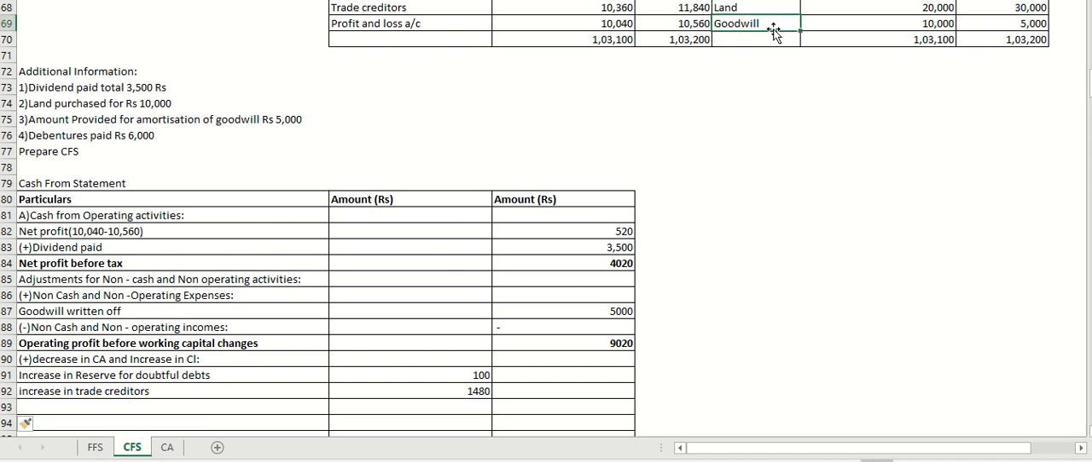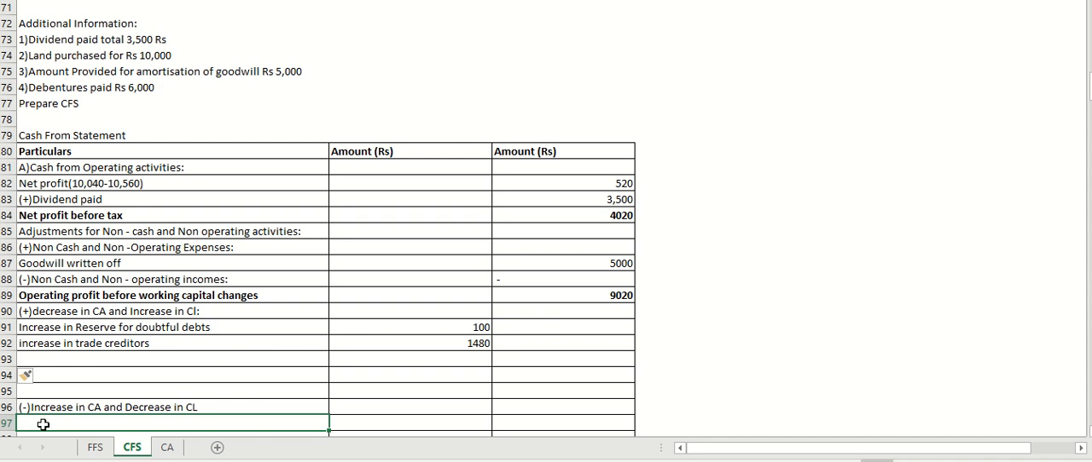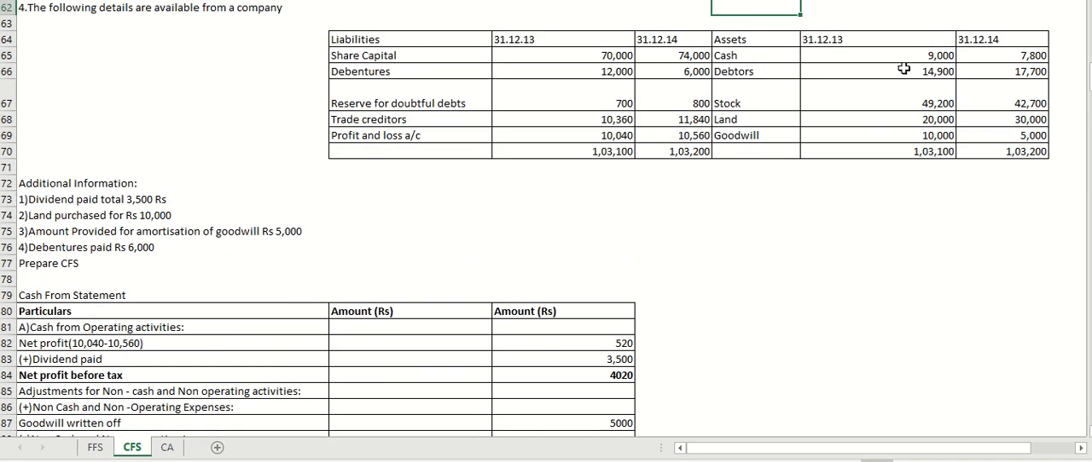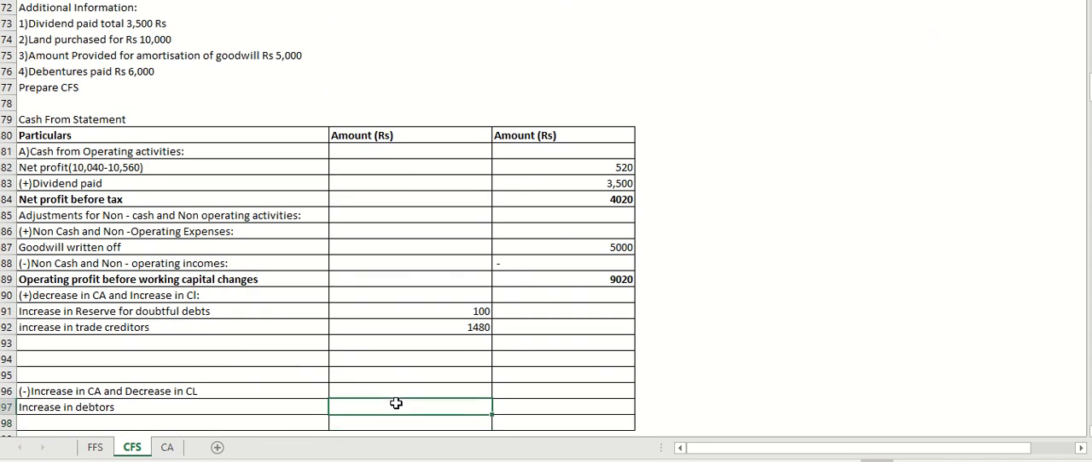Next, moving on to the asset side, we have the debtors and stock. Debtors have increased, so you will minus it. So increase in current asset will be minus, so increase in debtors, the amount is 17,700 minus 14,900. So the amount you will get it to be 2,800.